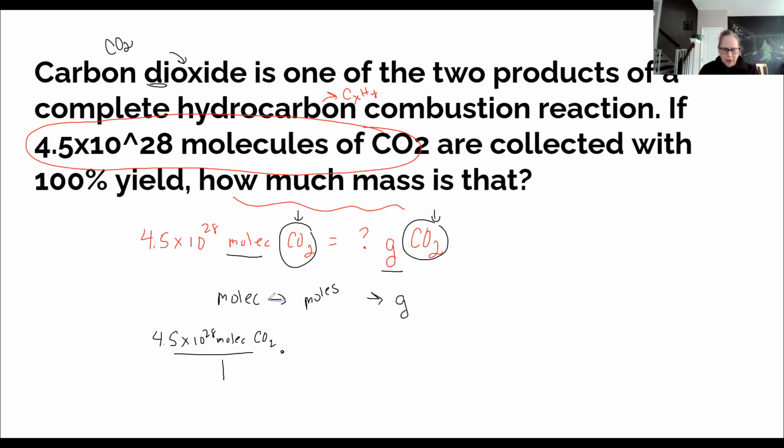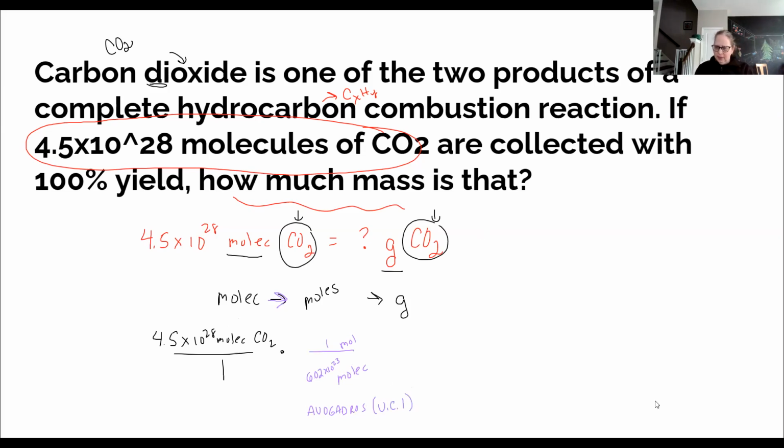And then we deal with our first arrow. Our first arrow is going from molecules to moles. So the from goes on the bottom, the to goes on the top. Molecules and moles are not the same thing. So when we go from molecules to moles, we use Avogadro's number. 6.02 times 10 to the 23rd molecules equals 1 mole. That is our first unit conversion.